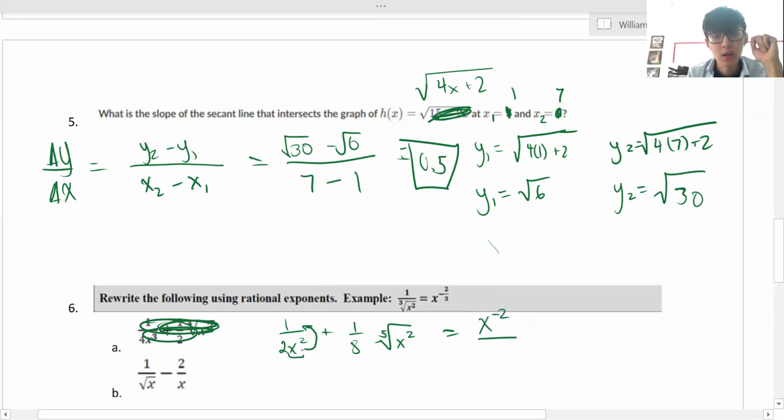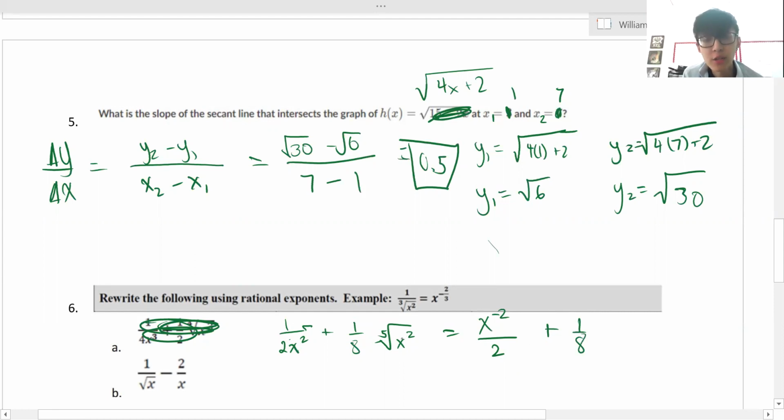So the x squared flips to the top. Notice, however, that the 2 stays down here because the 2 is not impacted by the exponent. This 2 right here only impacts the x. It does not impact the other 2, so the other 2 stays down there. Plus 1/8 times the fifth root of x squared.